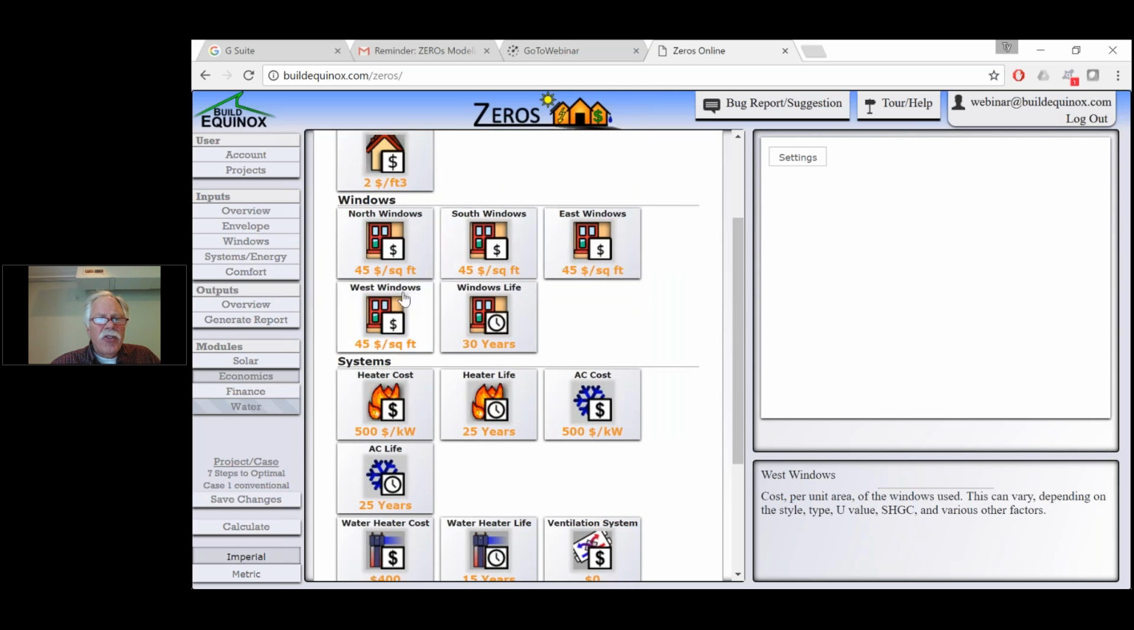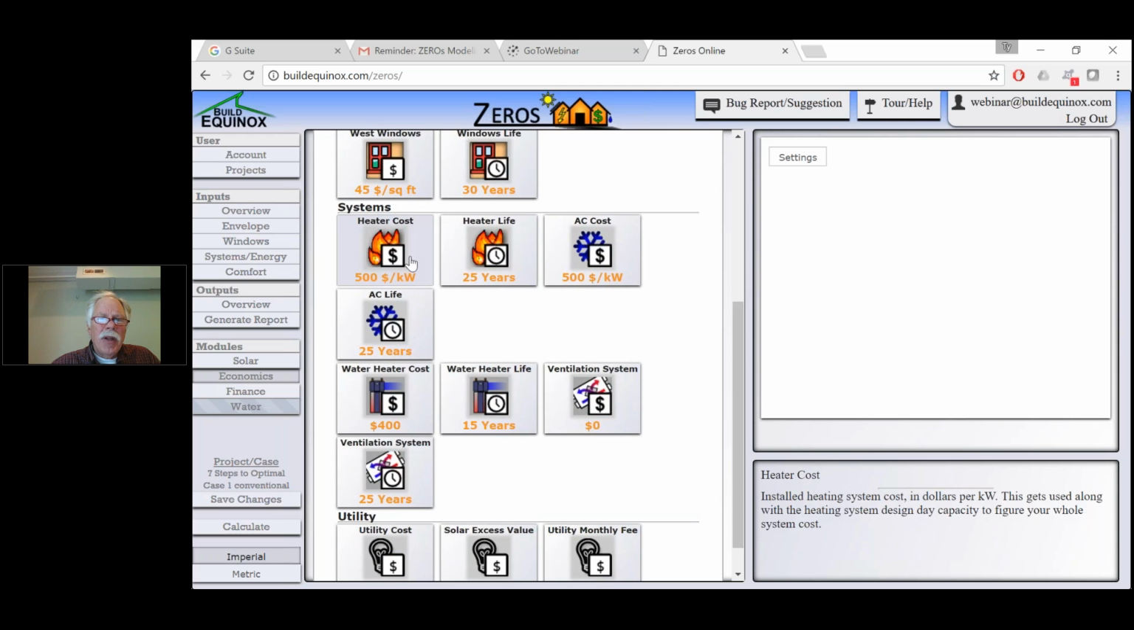Window costs, we see from $30 to $100 a square foot, and a window lifetime, so you can have the replacement costs. Heater costs, these are maybe a bit low, $750 per kilowatt, but again, you're in control of any of these costs and replacement lifetime. If it's a heat pump that has both heating and cooling, I just split that cost between the two. But again, you're in charge of those assumptions and have flexibility in that.